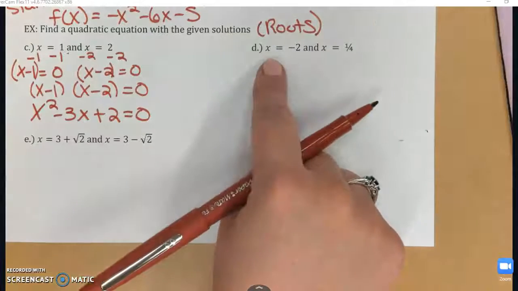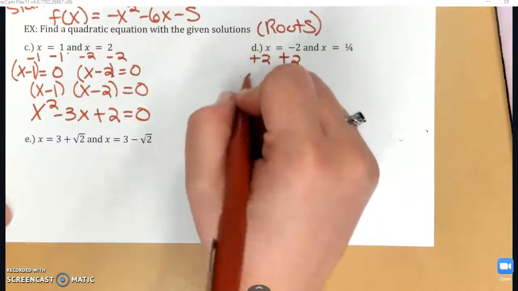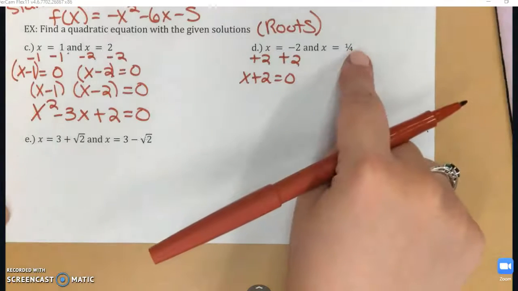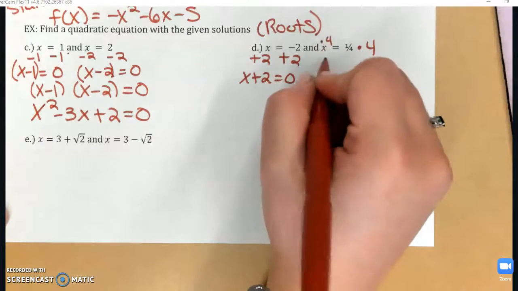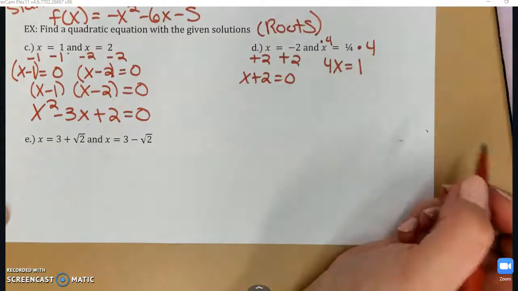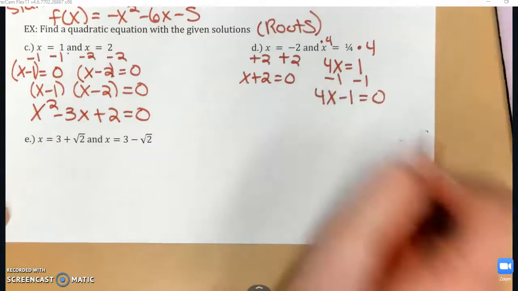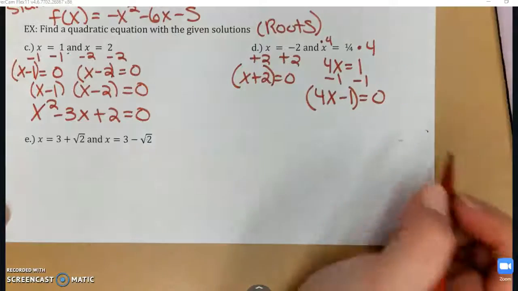Again, I want to get each of these x equals to be equivalent to 0. So on the first one, I'm just going to add 2 to both sides, and now it's done. On the other one, x equals 1/4, the first thing I need to move is my denominator, and I undo that by multiplying by 4 on both sides. So I get that 4x is 1, and now I can subtract, and I get that 4x minus 1 is equal to 0. So again, these are my two parentheses.